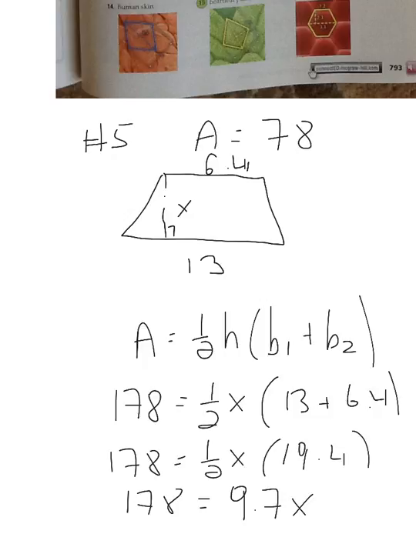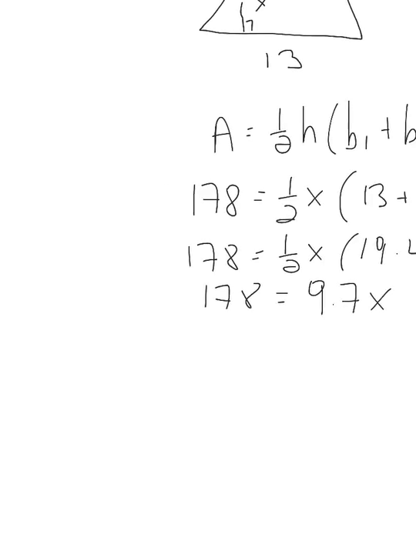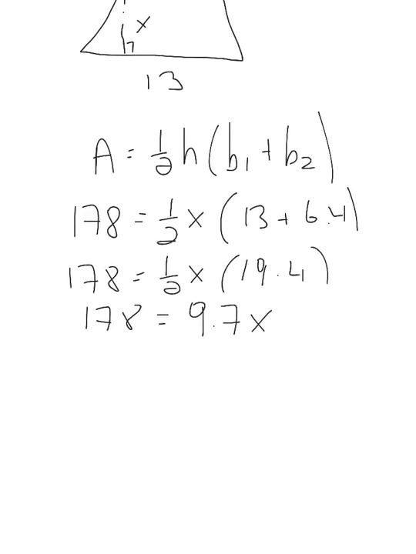Half of 19.4 is 9.7. 178 divided by 9.7 is... Oh, I see my mistake. 78, not 178. Okay, so this is supposed to be 78.